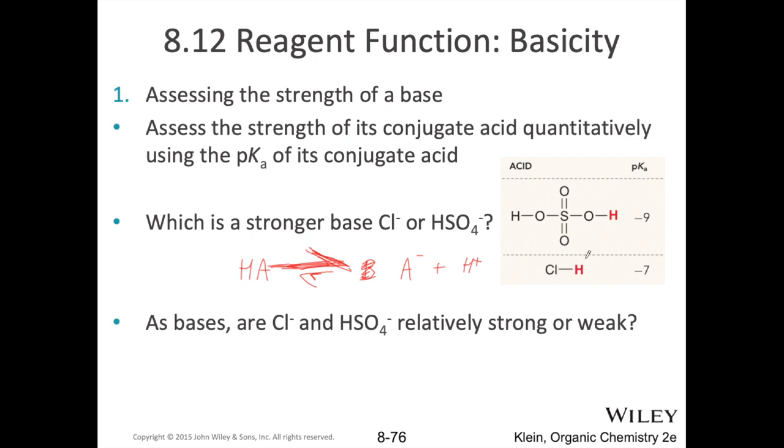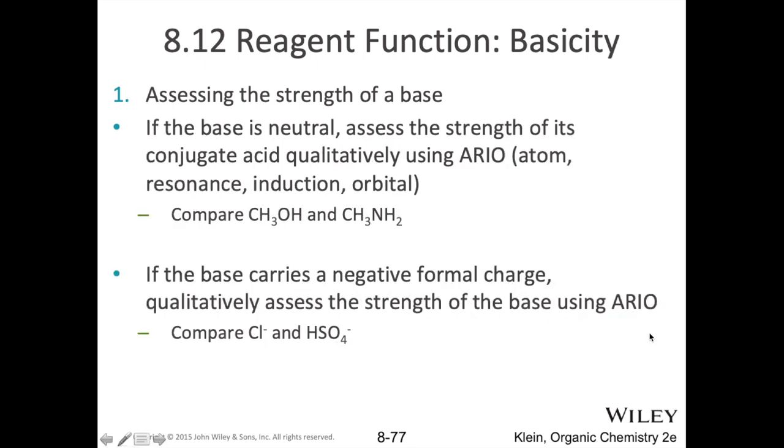So out of these two, chloride is the better base. That being said, of course, in this particular example, chloride and hydrogen sulfate are both kind of awful bases, right? They come from really strong acids, so they're relatively weak as far as bases go to begin with. So you're probably not going to use those as your bases for your elimination reactions. With that in mind, though, like I said, if you don't have pKa's in front of you, you could then use ARIO to help determine that.